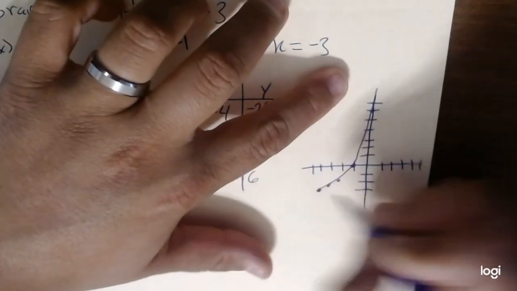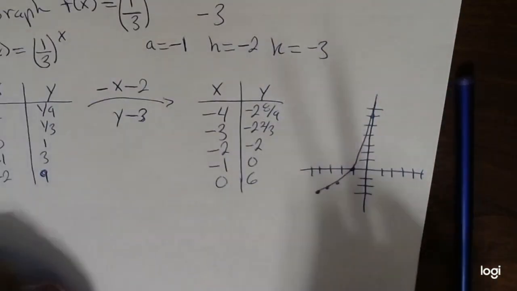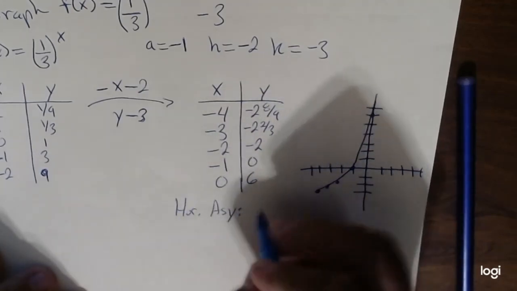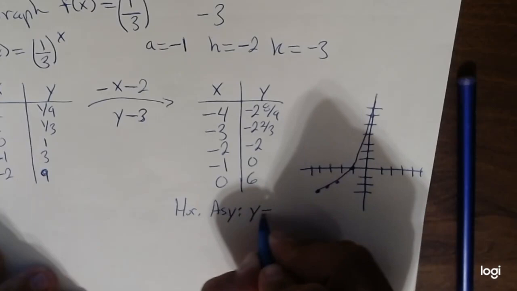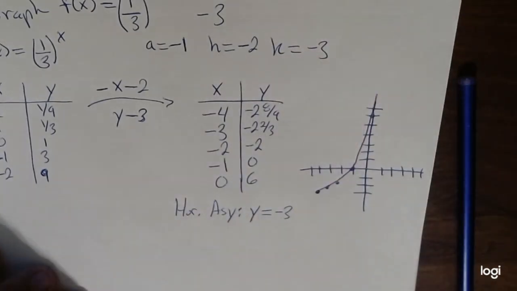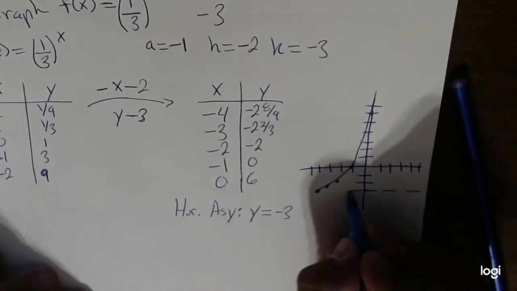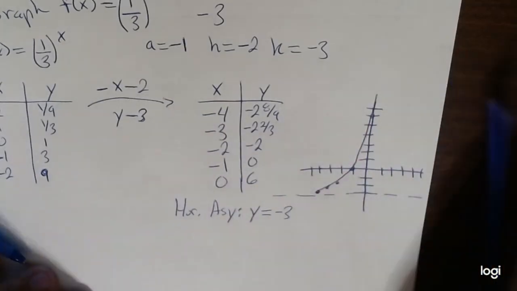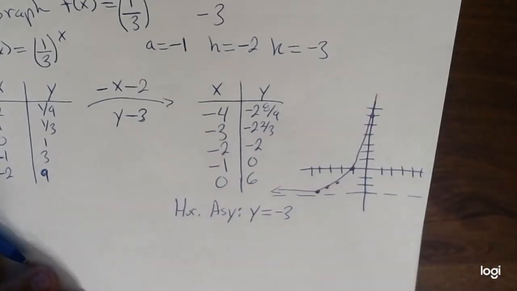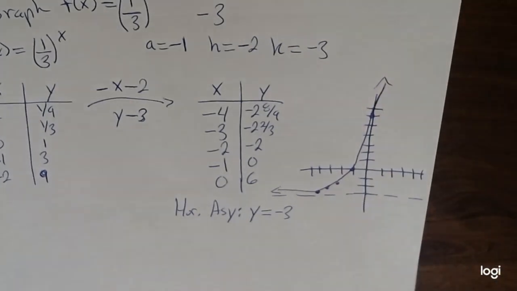Now the question becomes, how far do I go down? For that, we have to figure out what our horizontal asymptote is. Horizontal asymptote in general is y equals the k value. In this case, the k value is negative 3. So it should never go under negative 3. If it's easier, you can make a line illustrating our horizontal asymptote. It should not cross that. So you should be going down this way, flattening because of that. So this is roughly our sketch of the graph of this function.